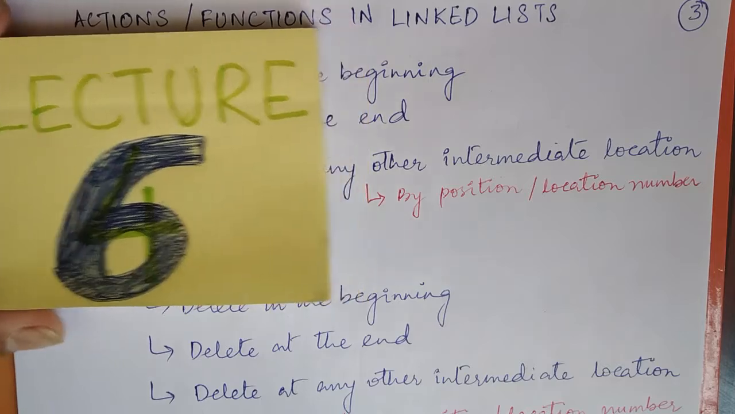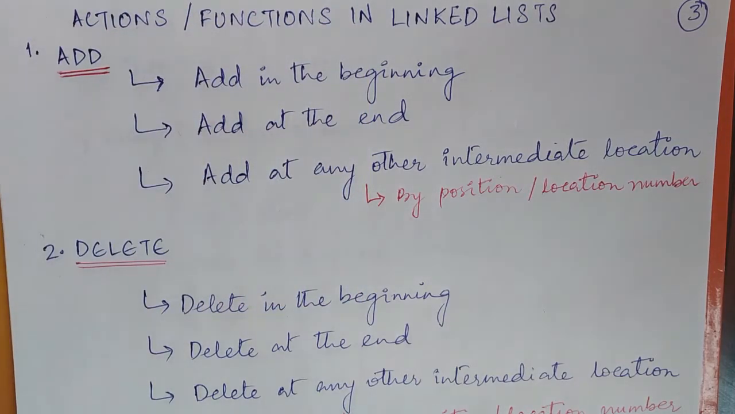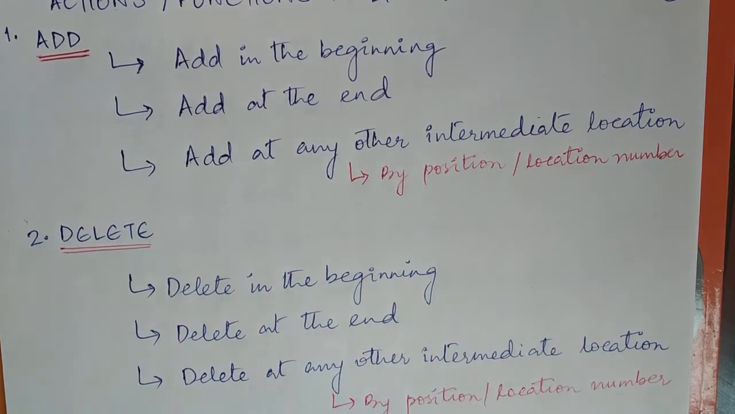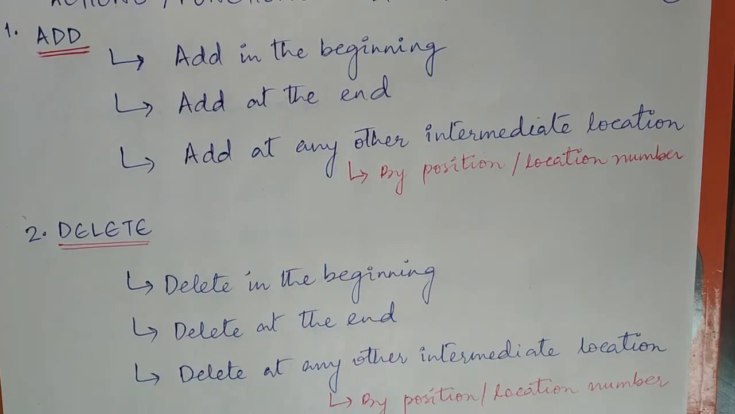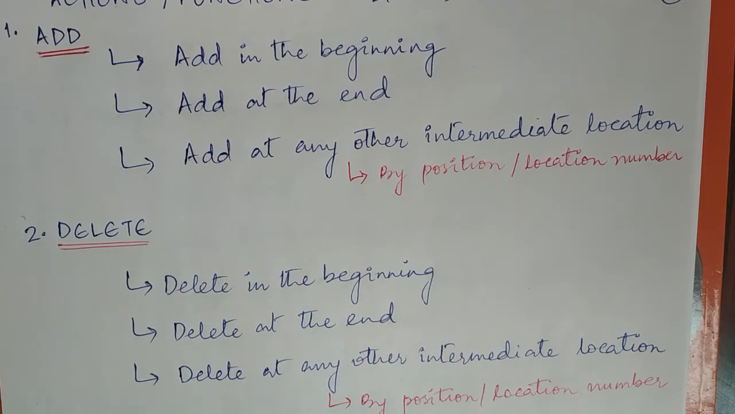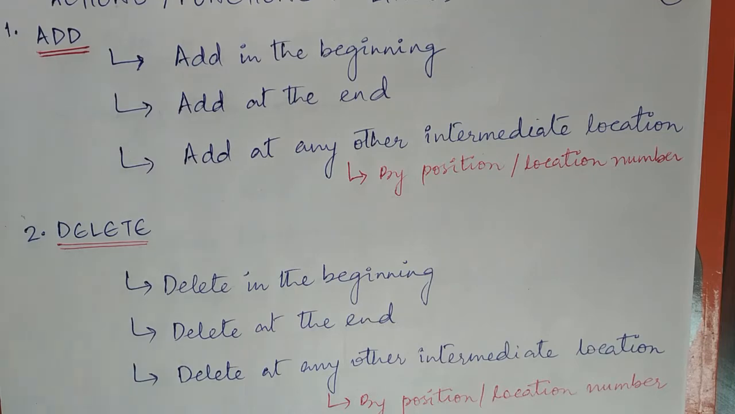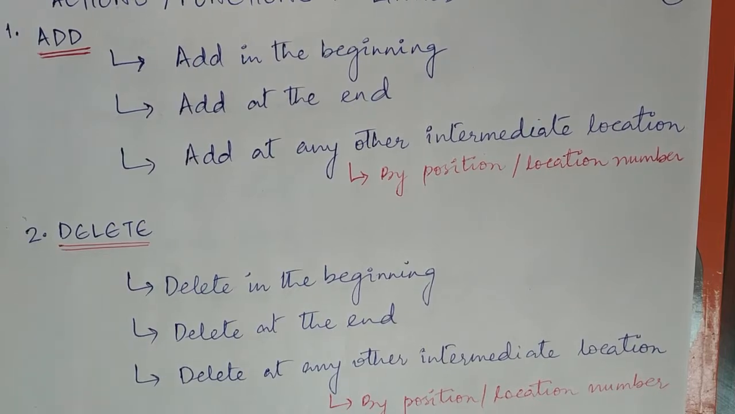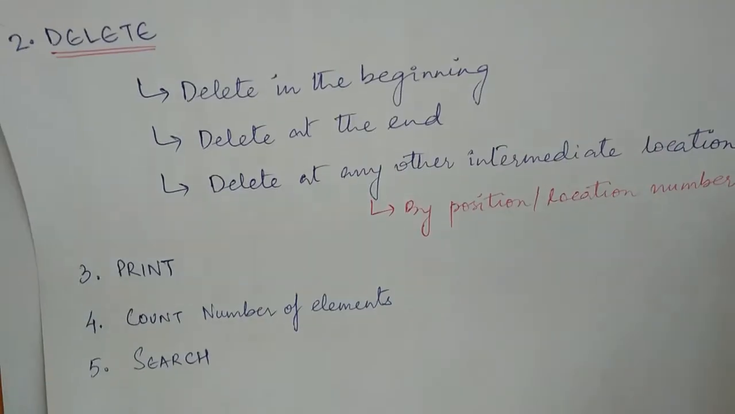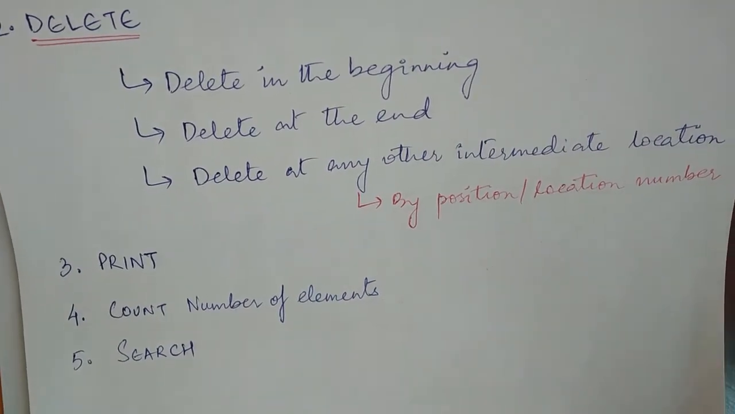So this is your lecture number 6. We have finished adding and deleting to the linked list in the beginning, at the end, and at any other intermediate location specified, or by deleting any element that is mentioned, as in the value of the data of the linked list node. So what we are going to do today is print, count, and search.